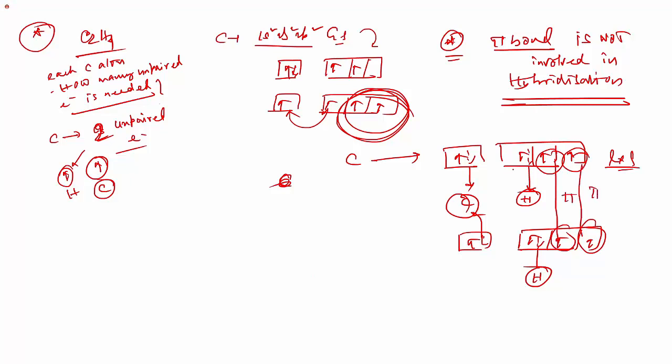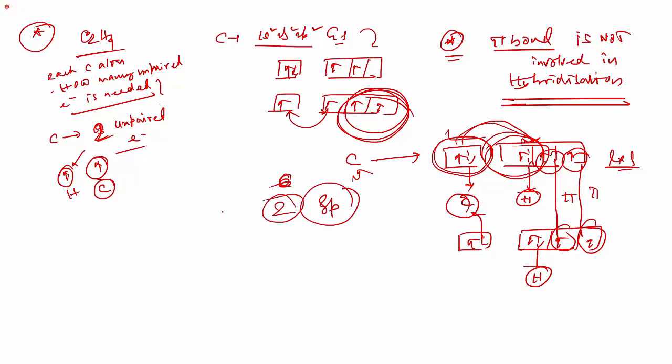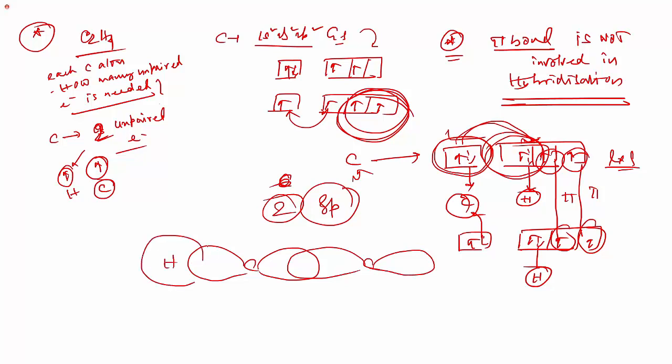So how many orbitals are involved here? Two. For each carbon atom, two atomic orbitals are involved: one s orbital and one p orbital. So the hybridization will be sp, and two sp hybrid orbitals will be formed. We know the sp hybridized orbital is like that. The hydrogen is forming a sigma bond here.